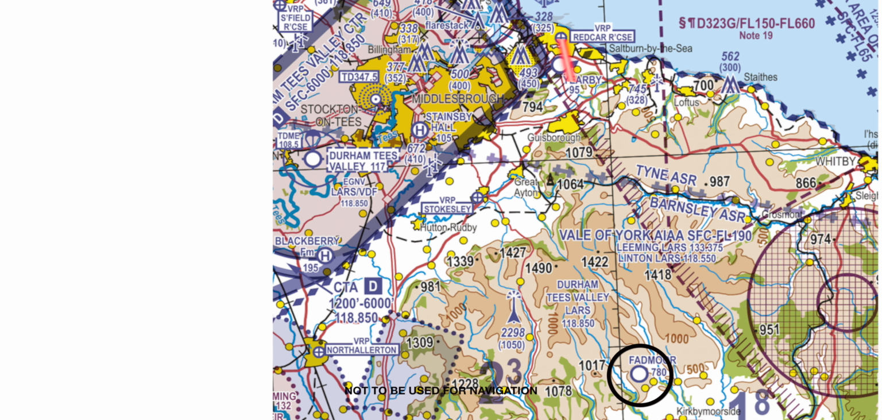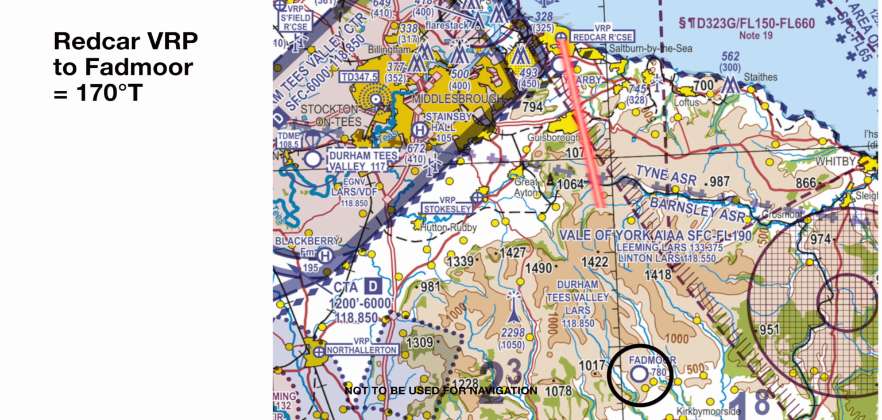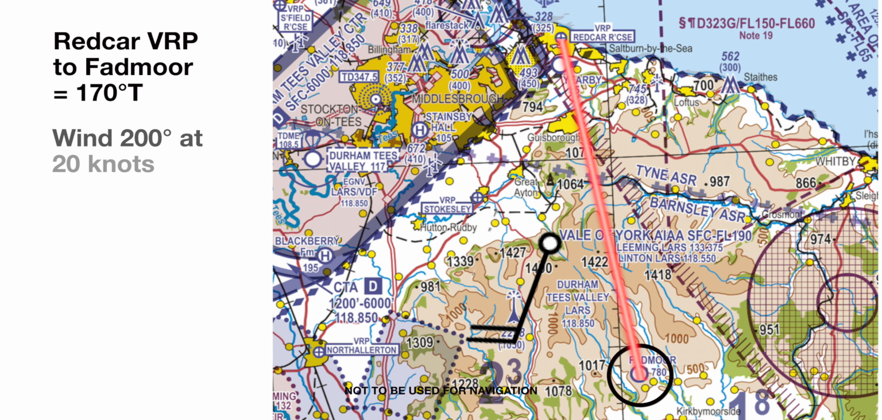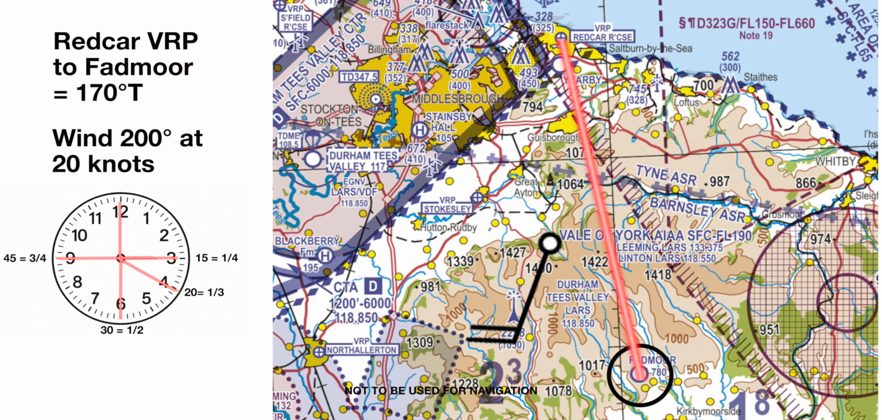We want to divert from the Redcar VRP to Fadmore. A true track of 170 degrees is needed. The wind is 200 at 20 knots. So let's use the sine, wind, clock to work out our wind correction angle. The sine of 200, take away the 170, is 30 degrees.